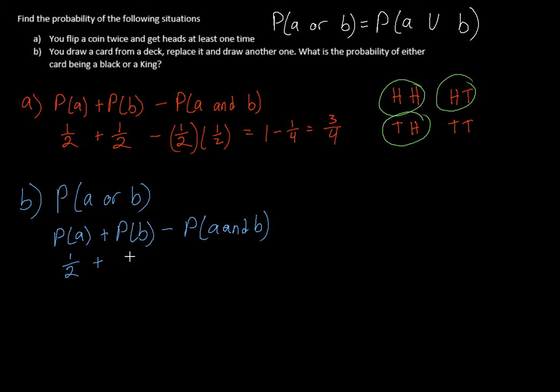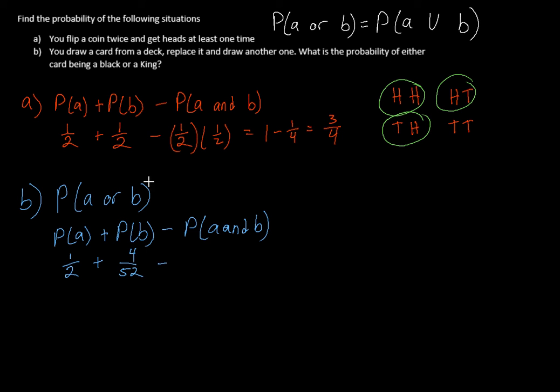Probability of B happening. Well, the other thing is a king. We've got 13 different cards, and one of those is going to be the king. If you don't believe me or if you don't know anything about a deck of cards, then what we can think is that we've got 52 different cards, and 4 of those cards are kings. You've got those hearts, diamonds, clubs, and spades.